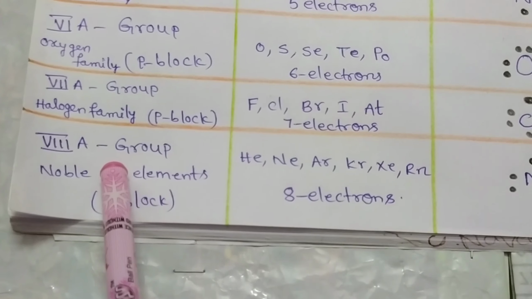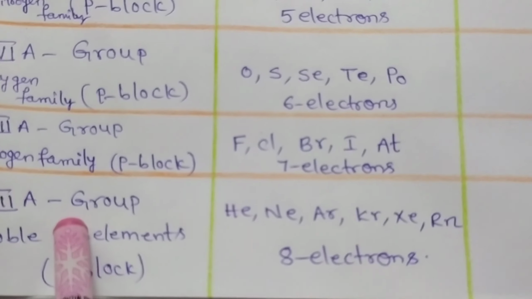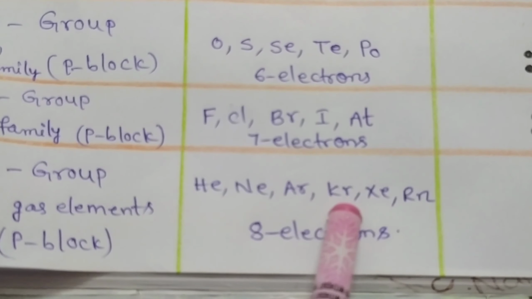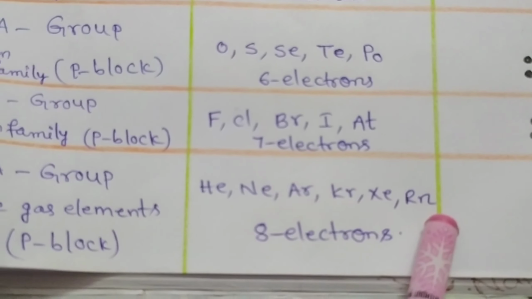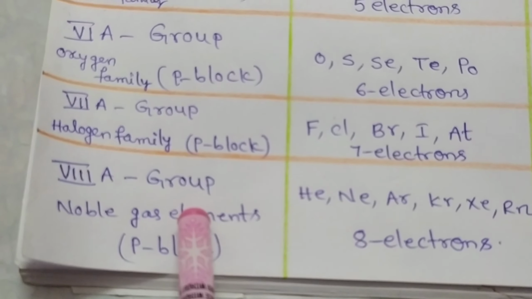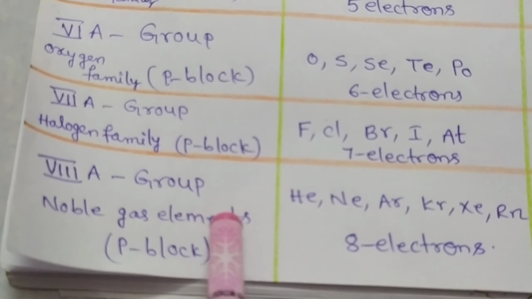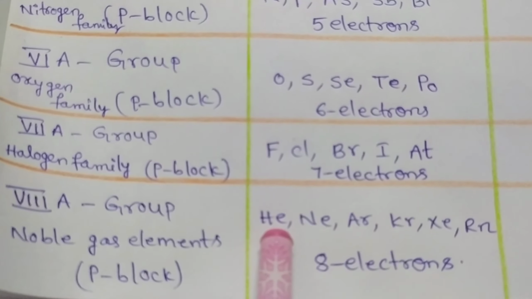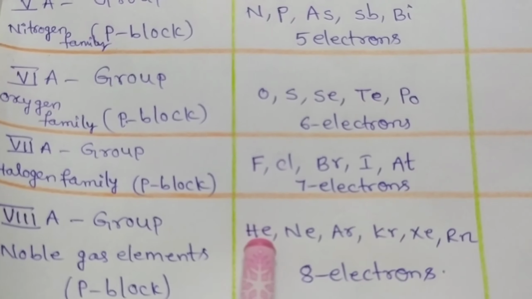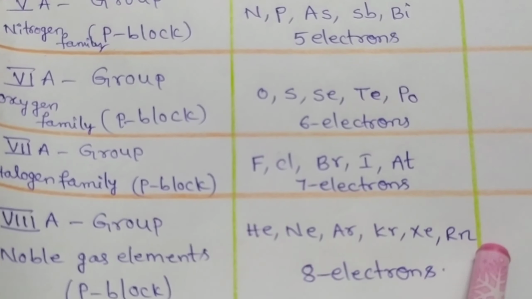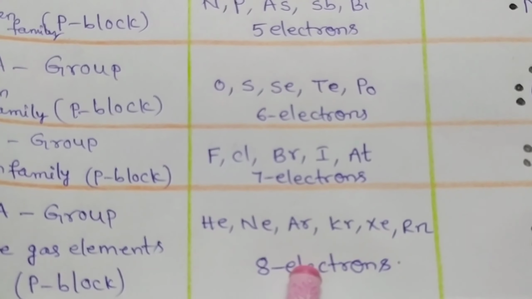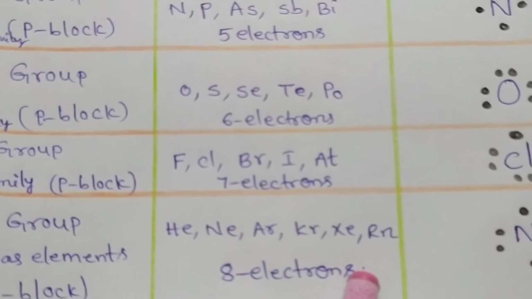Now we can discuss 8th A group elements. The 8th A group elements are helium, neon, argon, krypton, xenon and radon. These elements contain 8 electrons in their outermost shell, except helium. So, except helium, the remaining elements contain 8 electrons in their outermost shell, or 8 valence electrons.